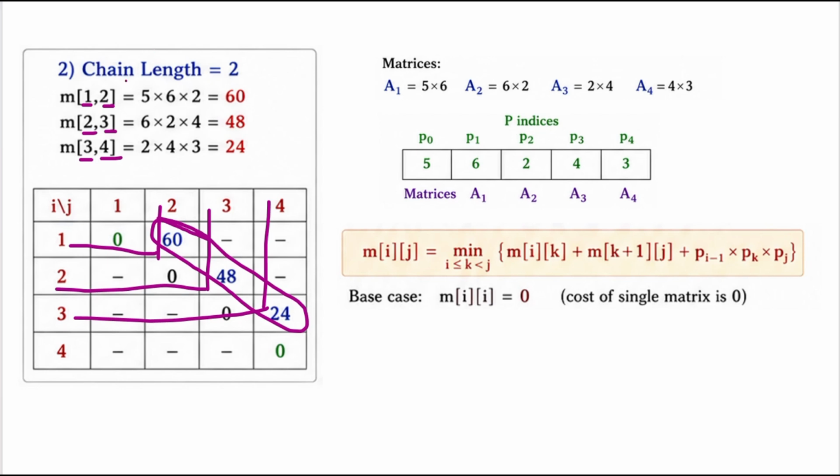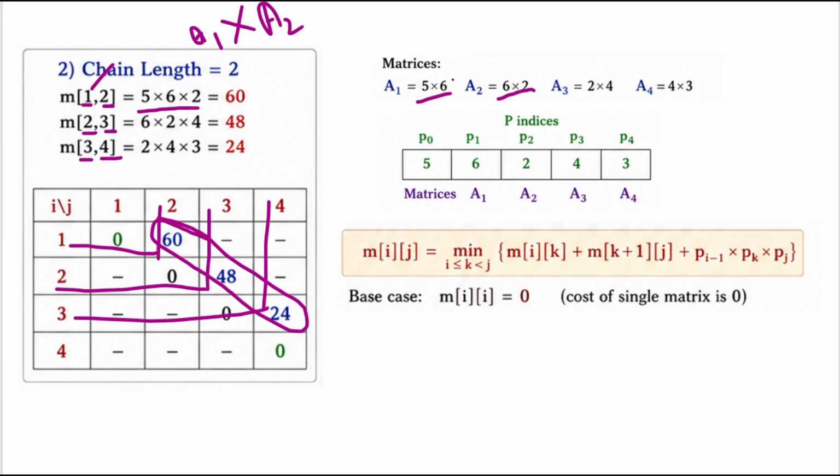This is chain length 2, A1 into A2, likewise. Then find the number of scalar multiplications needed. How to calculate? Here A1 into A2. So M of 1,2 means A of 1 is multiplied with A of 2, right? Then check the dimensions of these two matrices. A1 is 5 by 6, right? A2 is 6 by 2.